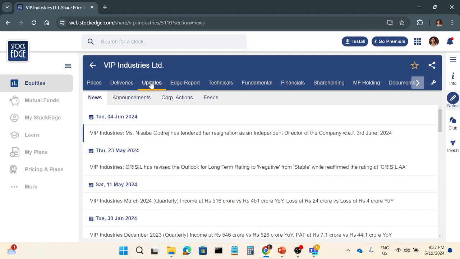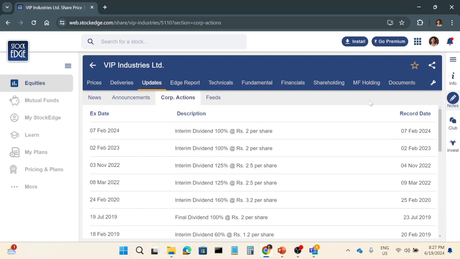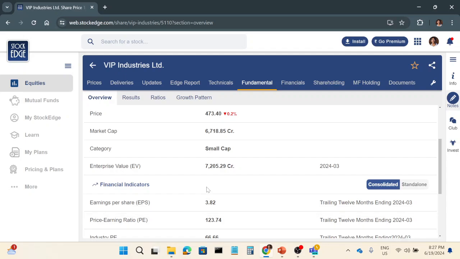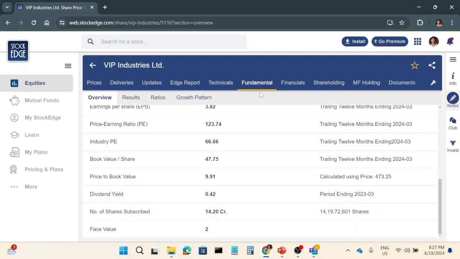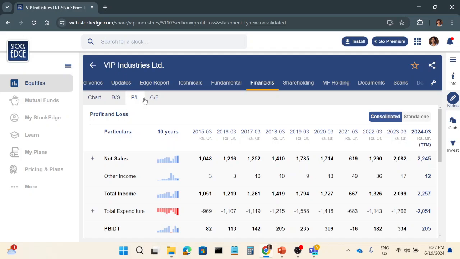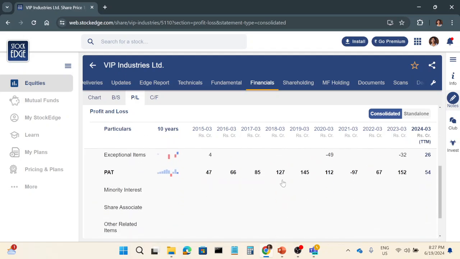We'll go to the updates and check whether this company is giving dividends. So it is giving regular dividends to the shareholders here, which is good for us. If we look at the fundamentals here, the company's market capital is more than 6,000 crore, which is good. And there is no negative in this one. Let's see the profit after tax, that is under P&L. PAT during 2021, that might be due to the COVID situation, has gone down, but it has picked up again right now. It is okay.